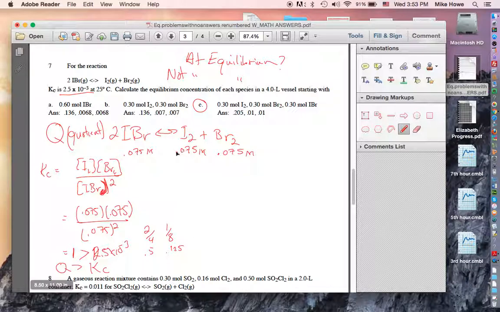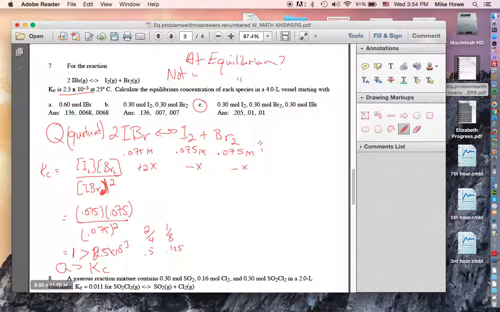So that tells us, since we know that Q needs to get smaller, that the reaction will proceed to the left. So you'd have a minus x here, and a minus x here, and on this side it'd be plus 2x. Remember, we don't know how much reacts. We just call it x amount.